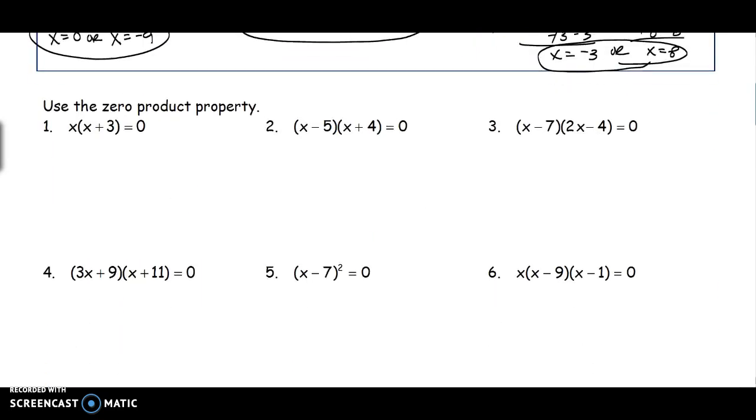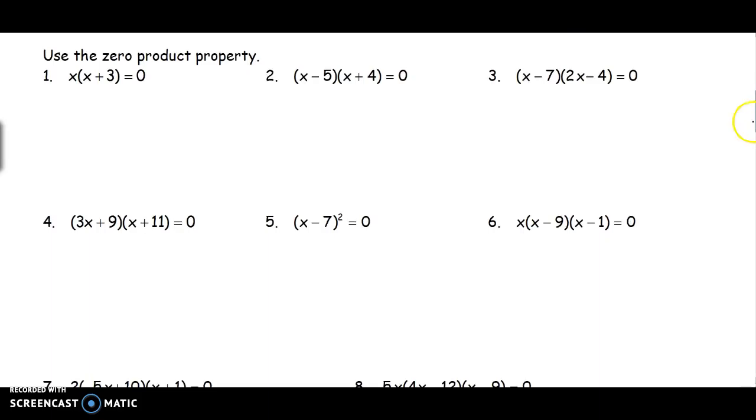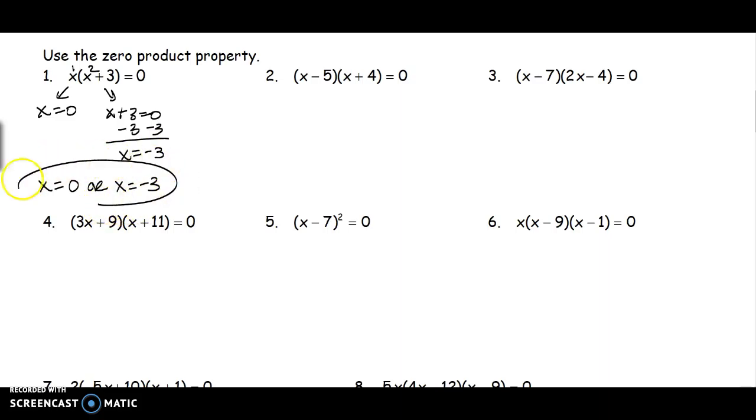So let's do a few more. All of these have different binomials. So here we have two x's, so we would have x equals 0 and x plus 3 equals 0. So x equals 0, remember we cannot solve anything more on that one, so we bring that down. And then when we subtract 3, we have x equals -3. And that's our answer.